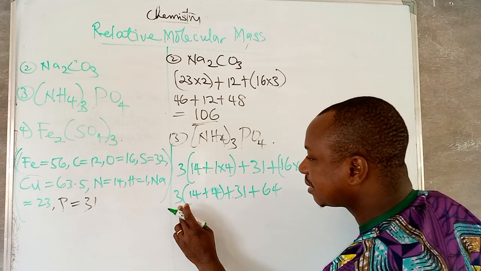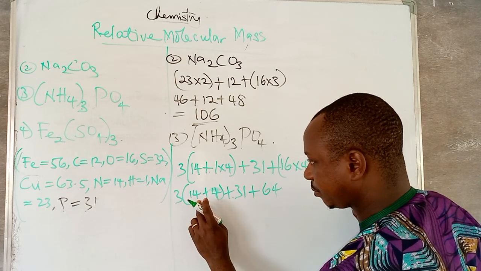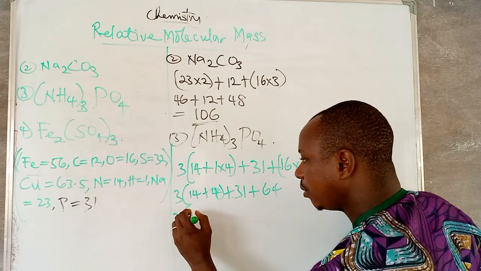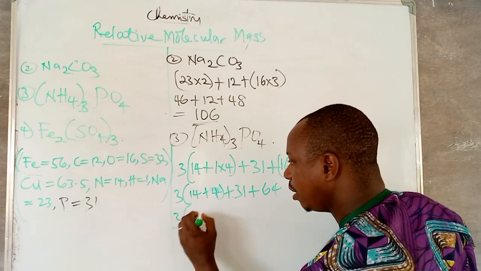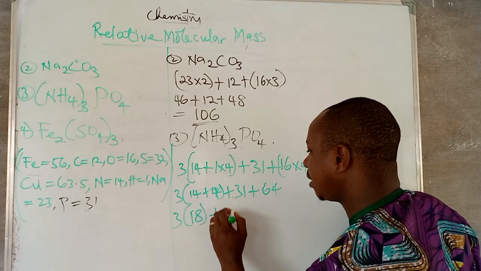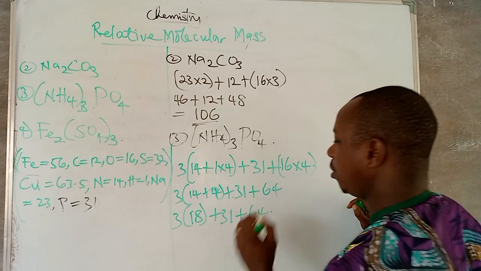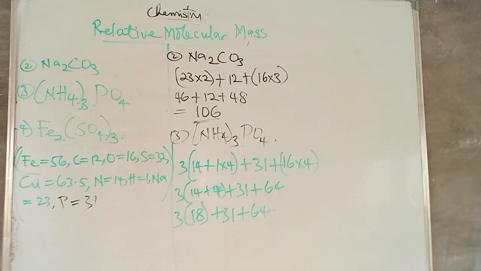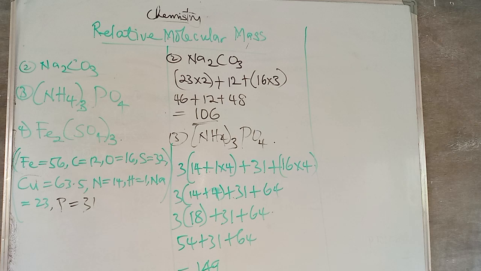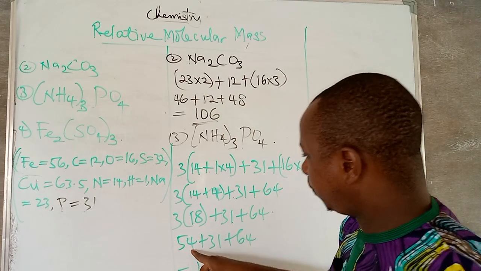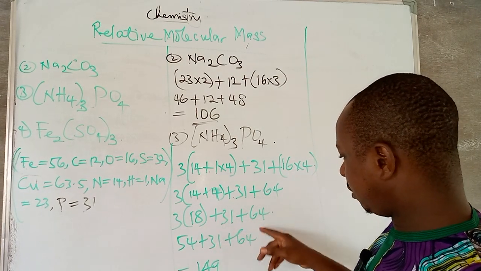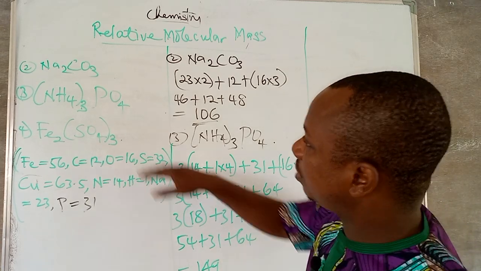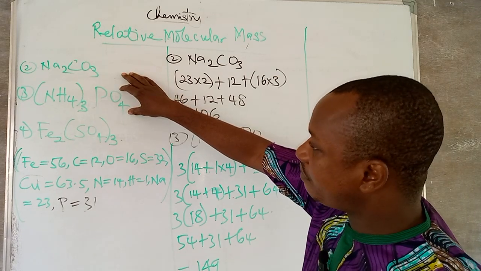Now open the bracket, 3 times 14. Okay, let's just do it this way. 14 plus 4 is 18, plus 31, plus 64. Let's press our calculator. 3 times 18 is 54, plus 31, plus 64. When you add up, it will give you 149. Relative molecular mass of this compound is 149.